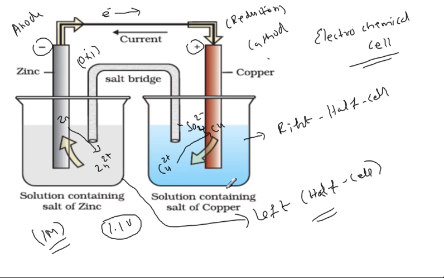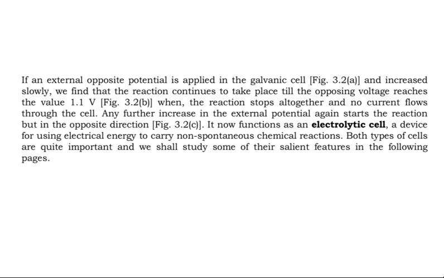The same things were discussed on the previous page. This is a continuation of the previous page. If an external opposite potential is applied from outside to the galvanic cell, what happens? As the external voltage is gradually increased, we find that the reaction continues to take place. Even though some external voltage is applied to the cell, the spontaneous redox reaction continues until the external voltage reaches 1.1 volts.